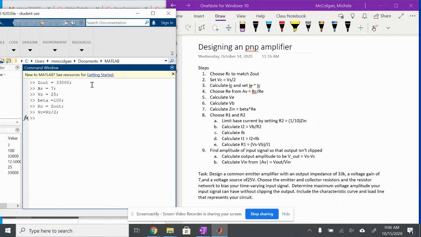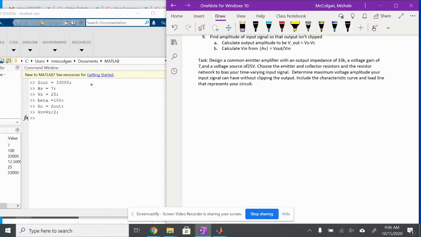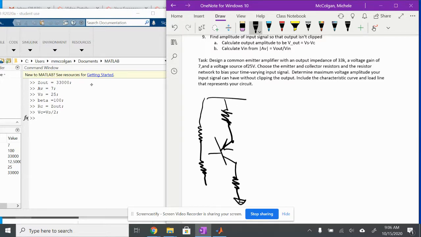So let's do a little calculation to make sure we know what we're doing. I have to think about what my circuit looks like. So I've got a PNP circuit, so let's just draw that. I'm going to be going this way. So that's my VB. I'm going to have a biasing network, a resistor network, to give me my base voltage. And then I'm going to have a time varying signal on the input that I'm going to add to my base voltage. This is PNP.